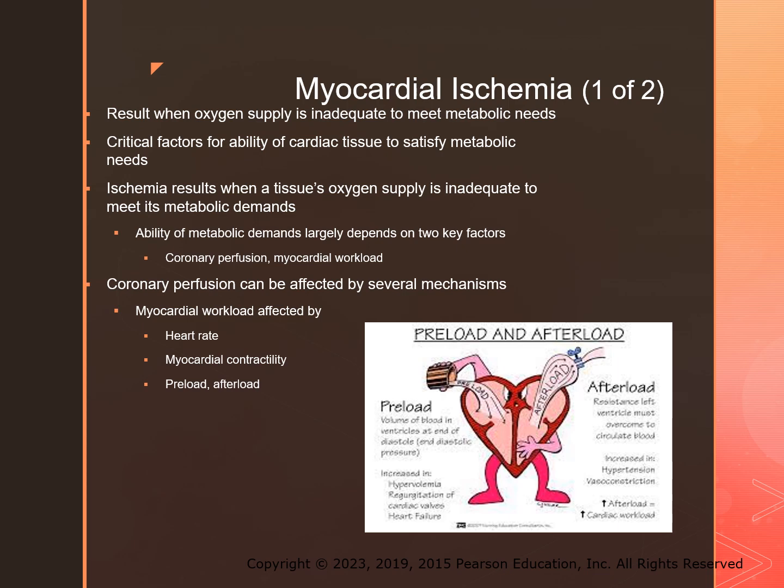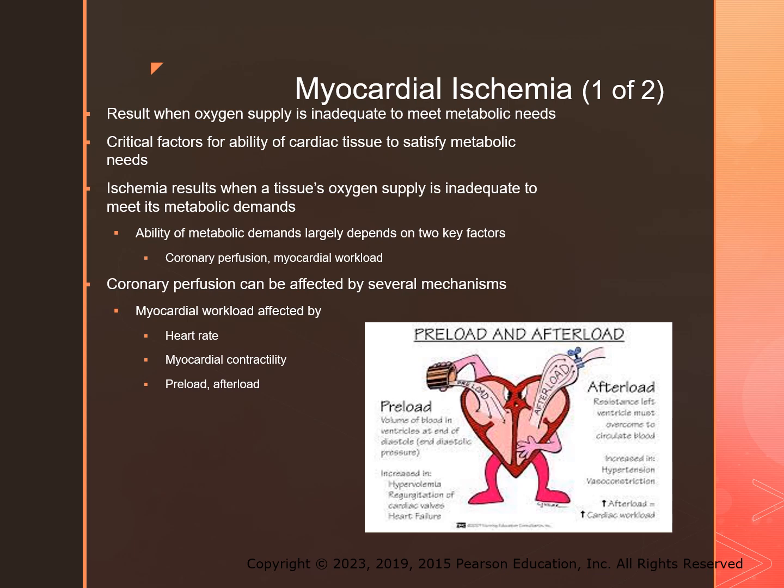Myocardial ischemia. This results when oxygen supply is inadequate to meet the metabolic needs. Blood supply to the cardiac tissue is reduced. The imbalance between myocardial blood supply and demand eventually causes temporary and reversible myocardial ischemia. Ischemia results when a tissue's oxygen supply is inadequate to meet its metabolic demands. The ability of cardiac tissue to satisfy its metabolic needs largely depends on two key factors: coronary perfusion and myocardial workload. Now, the more workload on the heart, the more oxygen it needs, so perfusion has to increase, and sometimes that can't happen because of the blockages.